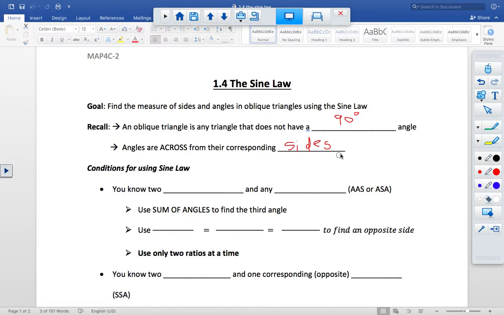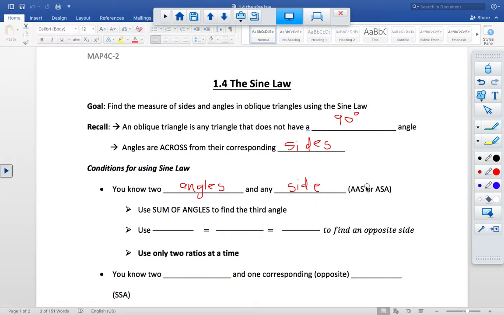So when do we use sine law? Remember, the first thing, it has to be an oblique triangle, a triangle that is not a right angle triangle. If you know two angles and any side, so again, angle, angle, side, or angle, side, angle, you can use sine law.